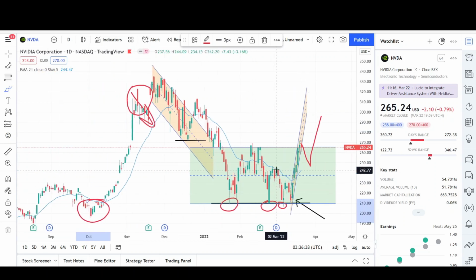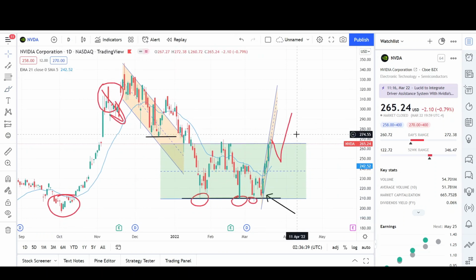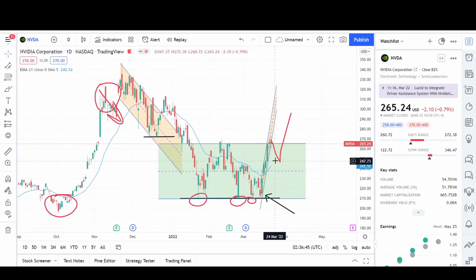I'm looking for a pullback. The more we continue higher and get farther and farther away from the EMA, the more likely we are due for a pullback. The S&P 500 and the Nasdaq and the Dow Jones are all due for a pullback, so we could be seeing that across all the stocks, and it definitely looks like it's going to happen sooner than later on the charts.